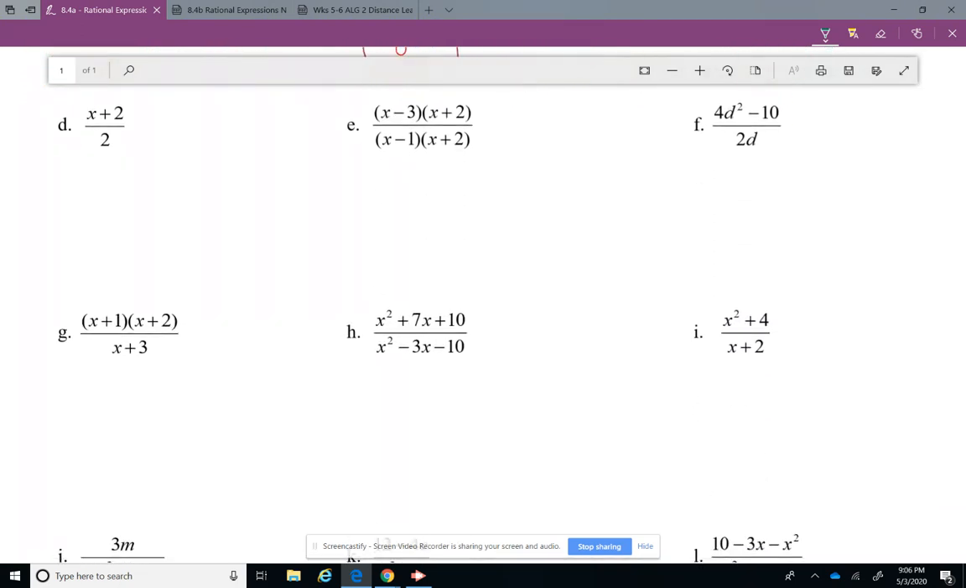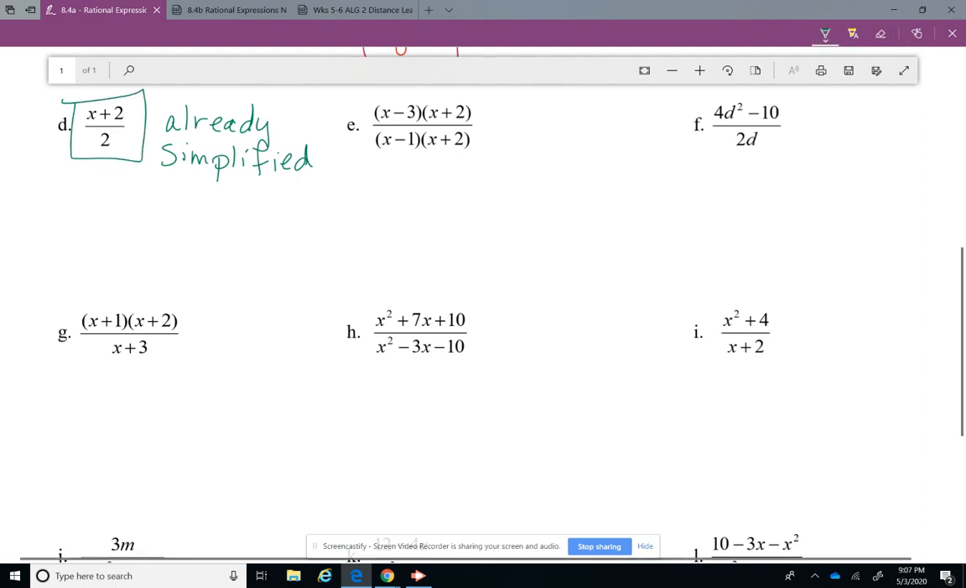All right, for this next one, there's nothing that I can do to reduce it or to simplify it. So I'm going to put that it is already simplified. Now you look in the denominator and you don't see any x values, right? Then you don't have to put any restrictions on this. So this actually is the answer because it's already simplified.